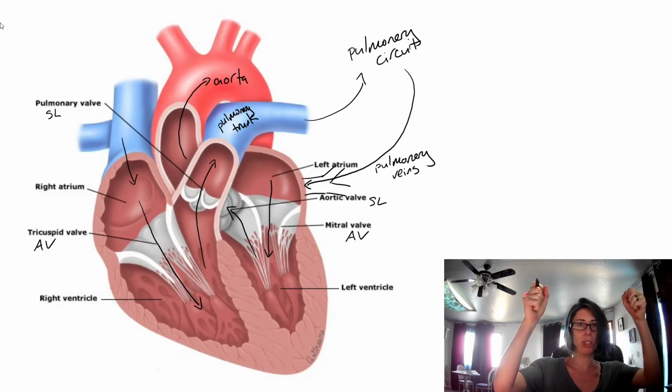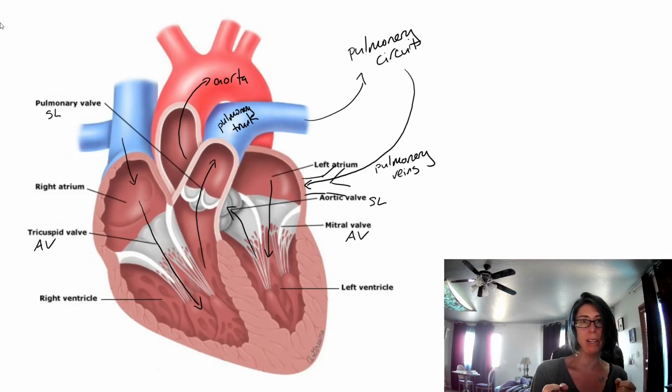Both atria contract, then they relax as both ventricles contract, and then they relax. The lub-dub you hear for your heartbeat, we say lub-dub, lub-dub. That sound is the sound of the valves slamming shut. You have the atrioventricular valves slam shut, and then shortly after, the semilunar valves slam shut.